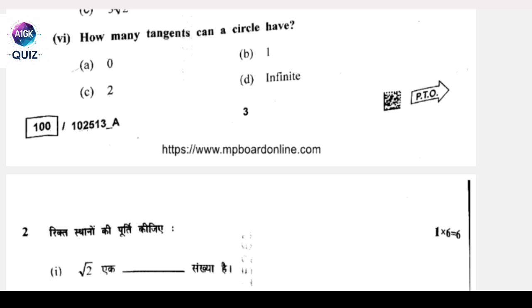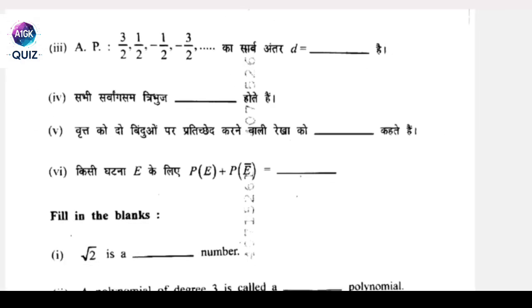Next, how many tangents can a circle have? When the point is on the circle, there is exactly one tangent. When the point is an external point, there are 2 tangents. When the point is an internal point, there is no tangent. After that, fill in the blanks.